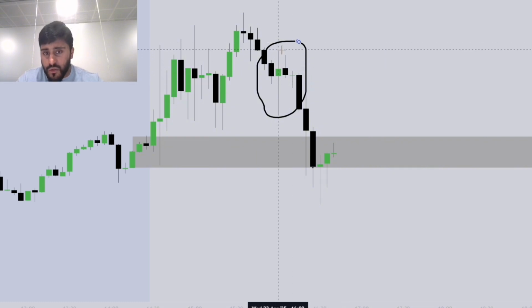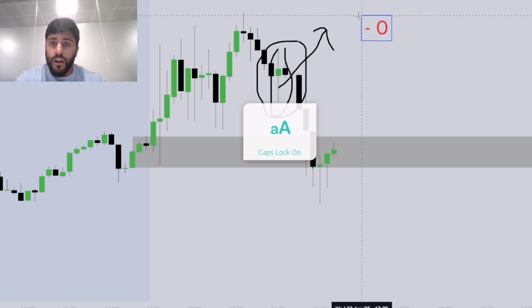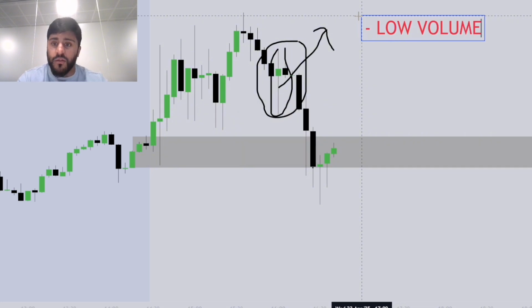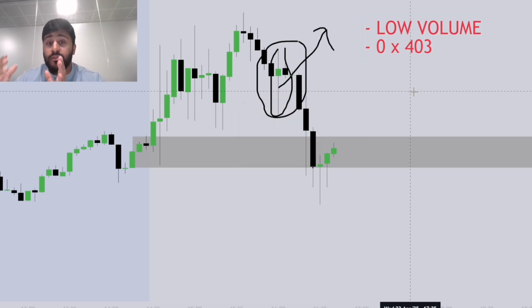In particular, this green candle over here is what I want traders to pay attention to. This green candle was super interesting. We had low volume, tiny volume, and we're going to go over that on the ATAS platform. We also had 0 and 403. What this means is that there's significant buying volume, or significant ask volume.